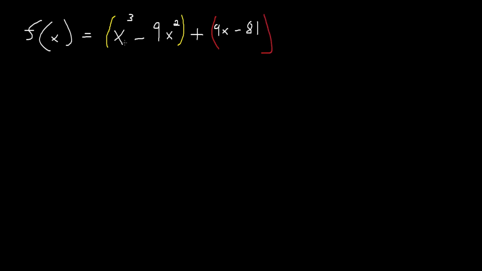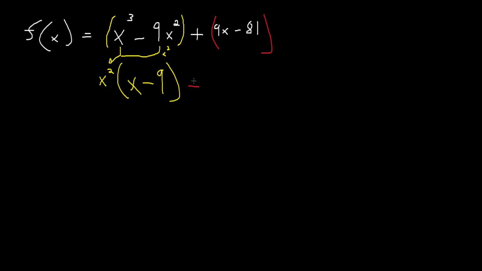So we've got the x cubed minus 9x squared, and we've got the 9x minus 81. What we're going to do is try to find a number to remove from both of these. So we're kind of reverse distributing, if you will. Both of these terms have an x squared that they can give up. So if we remove an x squared from both of those terms, we're left with x minus 9, which is perfectly fine. We can do that.